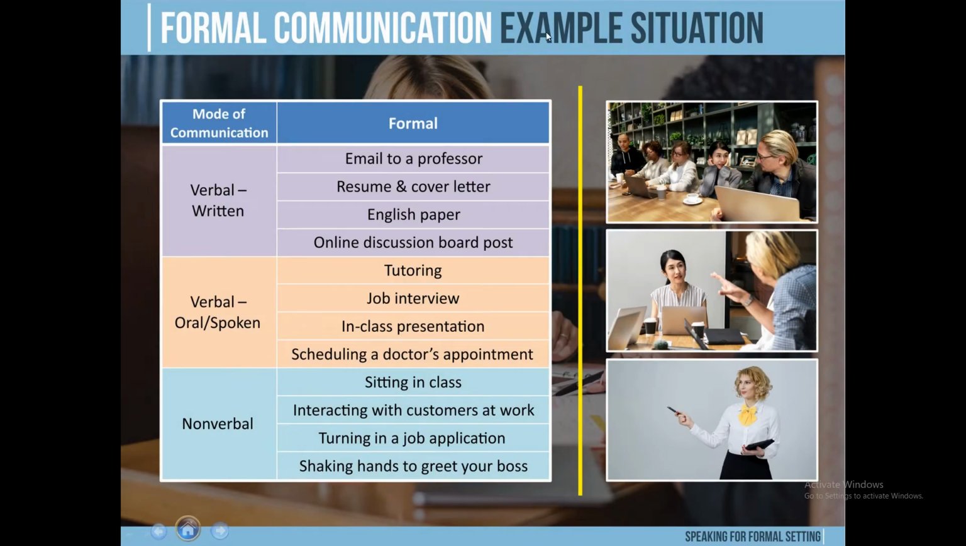Formal communication example situation. In the mode of communication, verbal, written, formal: email to a professor, resume and cover letter, English paper, and online discussion board post. Mode of communication, verbal, oral or spoken, formal: like tutoring, job interview, in-class presentation, and scheduling a doctor appointment. In the mode of communication, non-verbal, formal: sitting in the class, interacting with customers at work, turning in a job application, and shaking hands to greet your boss. Okay, the next.